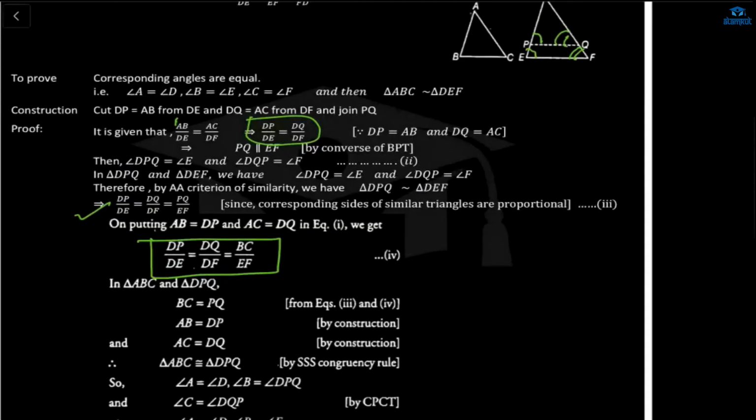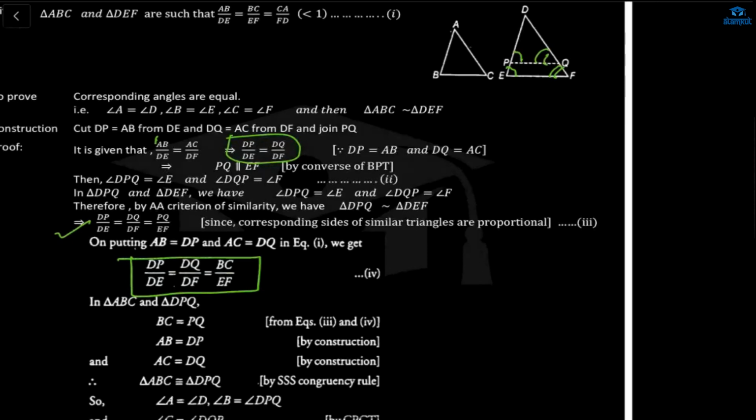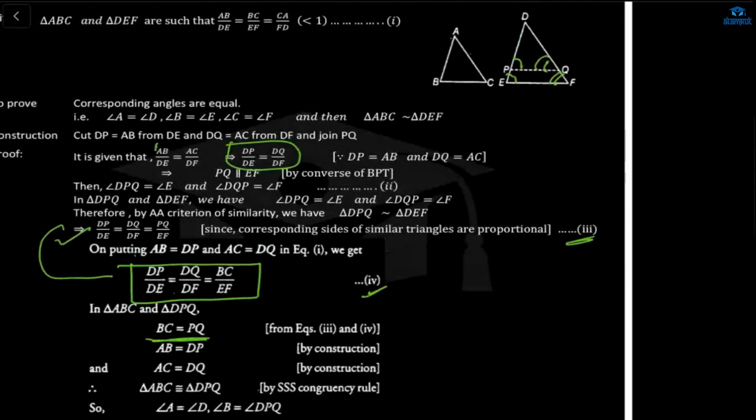Now in these two triangles, BC is equal to PQ. From where? Because this was not given. So how is BC equal to PQ? From equation number 3rd and 4th. From these two equations, you can see DP by DE is equal to DQ by DF, and PQ by EF is equal, you can say equate. So BC is equal to PQ, and we already know from construction that AB is equal to DP and AC is equal to DQ.